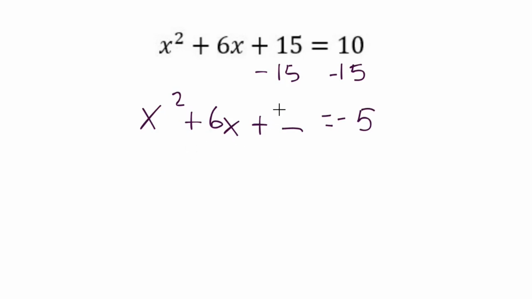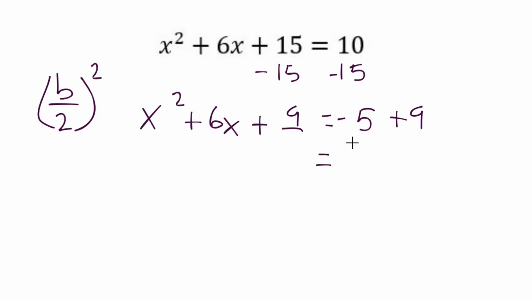So what goes in here? Well, what is our b value divided by 2, all squared? So 6 divided by 2, that's 3 squared. So we get a 9 here. And so we just added a random 9, so we have to add a 9 to the right side as well to keep the sides in balance. And now we can get to work on the left side. The right side is just 4.